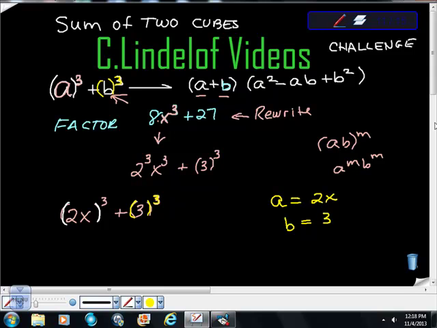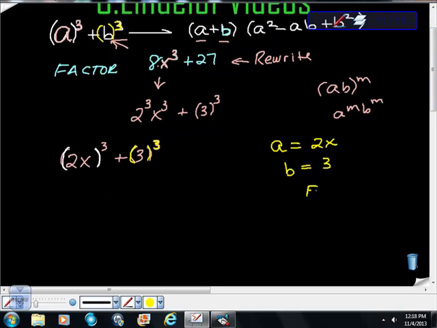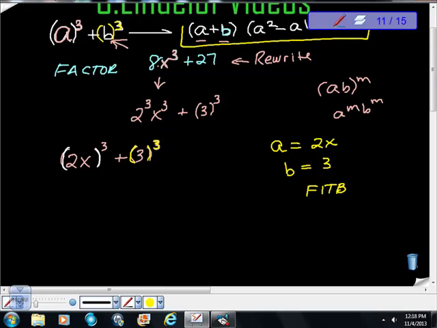From here, it gets super, super easy, and it's just FITBA: fill in the blanks. So I'm going to fill in the blanks up here. These are the blanks I'm filling in now.